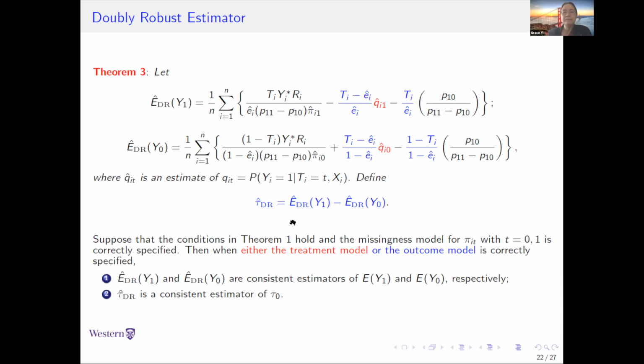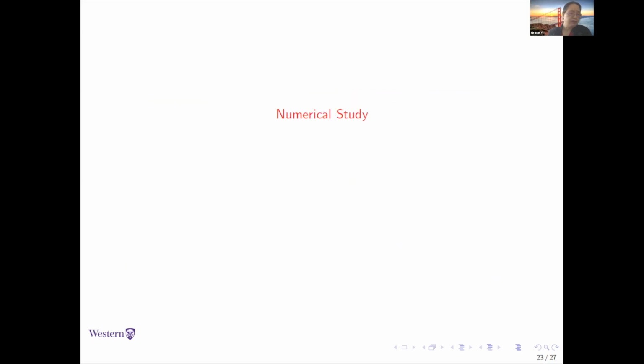In a sense, if my treatment model is misspecified but my outcome model is correctly specified, or, in other words, if my treatment model is correctly specified but the outcome model is misspecified, so one of these two models could be misspecified, then we are still able to have a consistent estimator of tau zero.